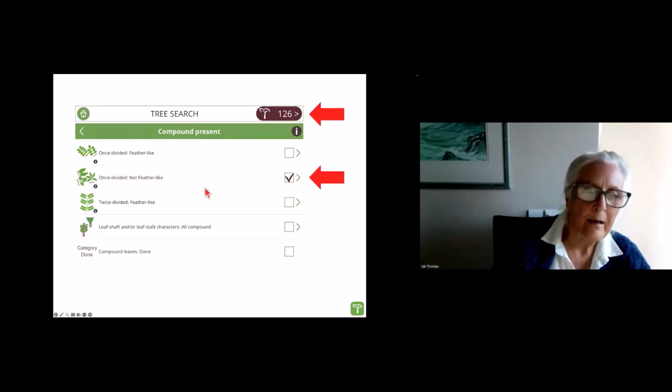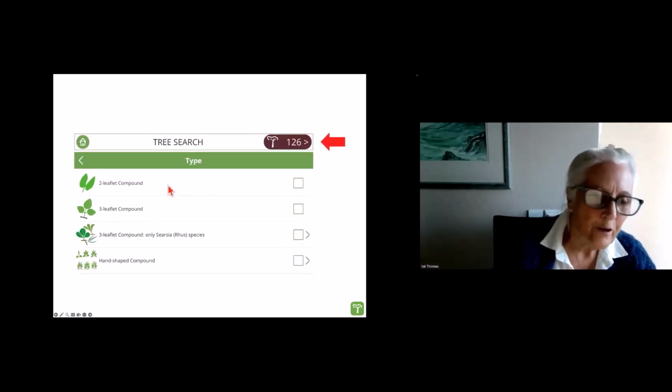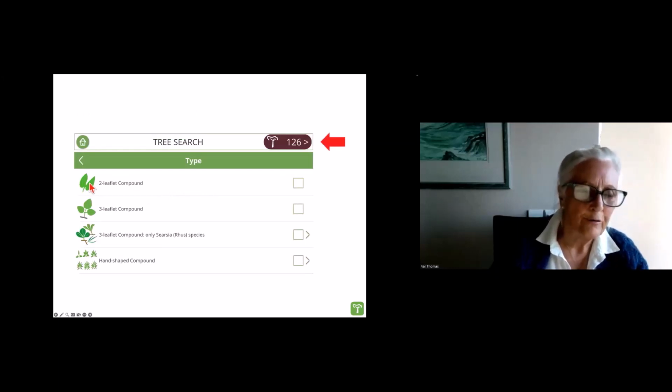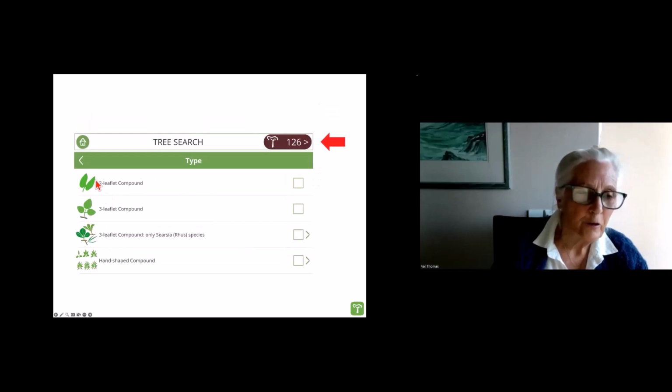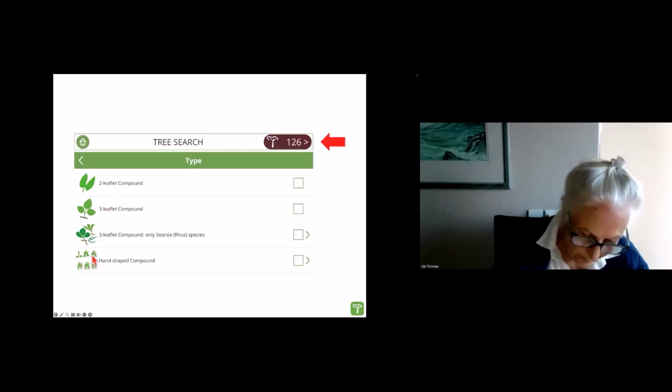And we tick that one, and then we find these are the options available to us. None of these look feather-like. Once divided compound, but not feather-like. And the options are 2 leaflet compound. And those of you who are very smart are going to clap and say, yes, she showed us Mapani. There's 3 leaflet compound. And then there are a lot of 3 leaflet compound that are all rissas. And we're not going to go into that right now. You'll get to be familiar with that once you use the app. So it's really 2 leaflet, 3 leaflet, and then hand-shaped. And here we have 6 different variations of hand-shaped with different numbers of leaves.